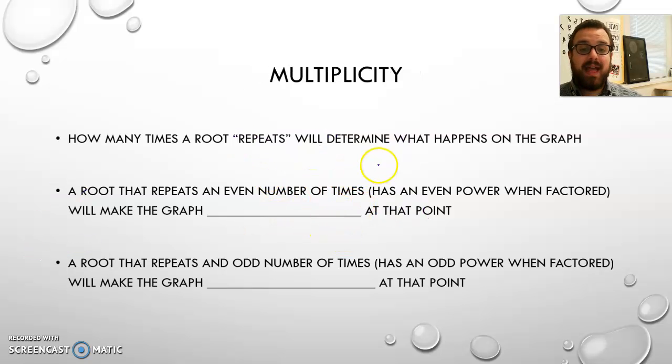And then I need to say what the multiplicity of those roots are, and then use that to graph. We talked about this the other day, but just to make sure we're on the same page, when you have a root that repeats an even number of times, your graph will bounce at that point. If it repeats an odd number of times, if it has odd multiplicity, it will go through at that point, okay? It'll cross over.